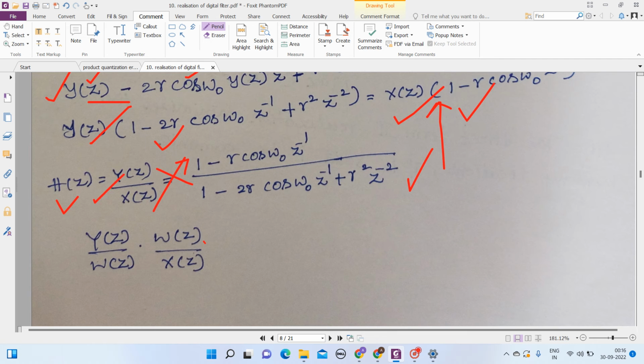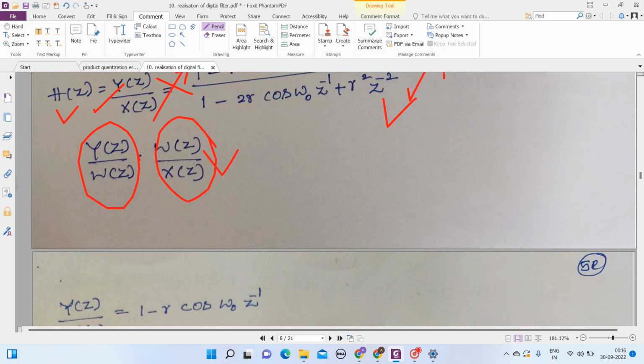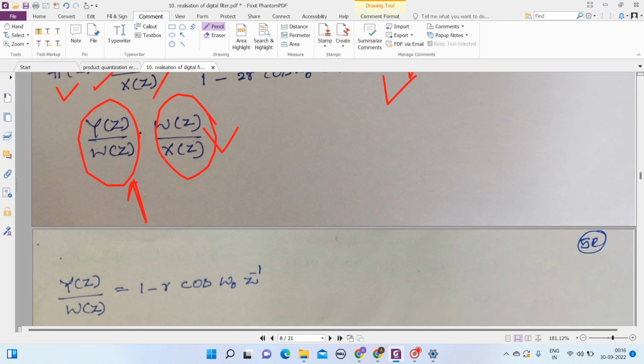The third step is you have to multiply and divide by the term w of z at both the numerator and denominator. Then you will get two equations, right? First you will take any one of the equations. There is no restriction. First you will take this term, so y of z divided by w of z, right?